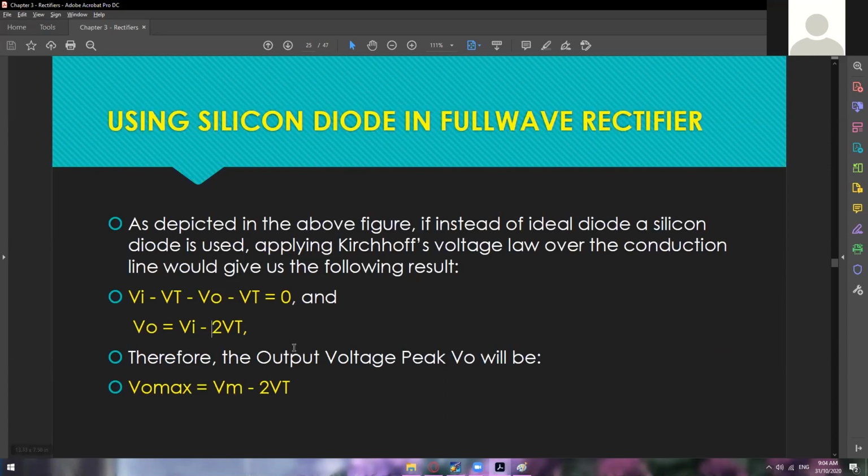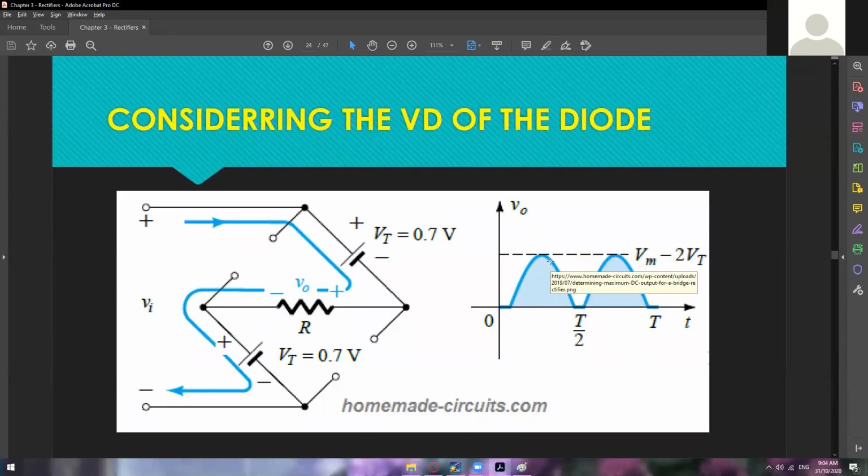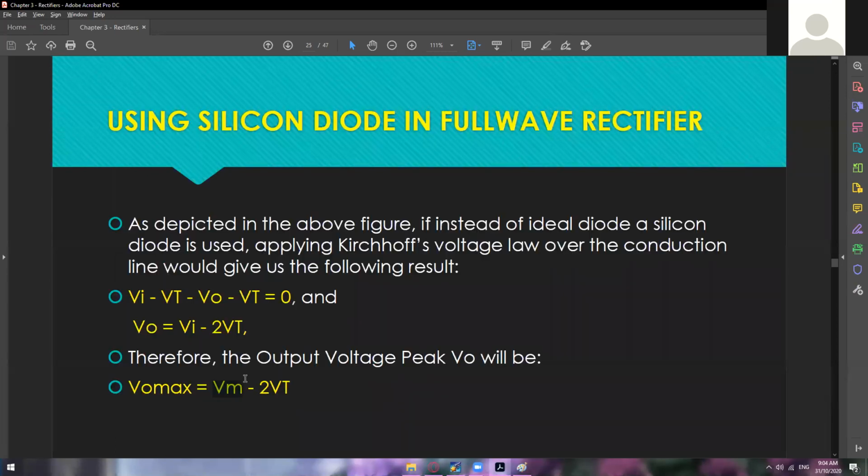Therefore, the output voltage peak V sub O max, or V max, is the same: V sub M minus 2 Vt. Vm is actually already our peak voltage here, but of course, you have to deduct the voltage threshold. So we just use another terminology wherein V sub O max is the voltage wherein you already deducted everything, specifically the voltage threshold. So V sub M minus 2 Vt.